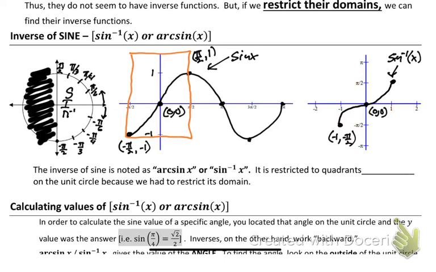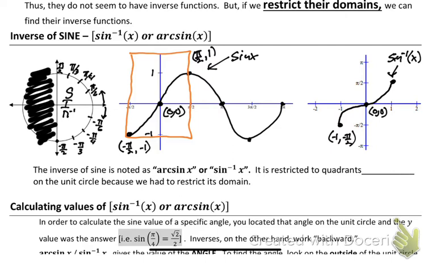Don't worry too much about this graph. I'm not going to ask you to graph this, so you don't have to do transformations with it. You don't really have to know it. The big thing you need to know from what I'm showing you right now is sine is restricted to quadrants 1 and 4, and to use quadrant 4, you have to use negative angles. And maybe this doesn't make any sense at all, but it'll make sense when we're actually doing some problems.